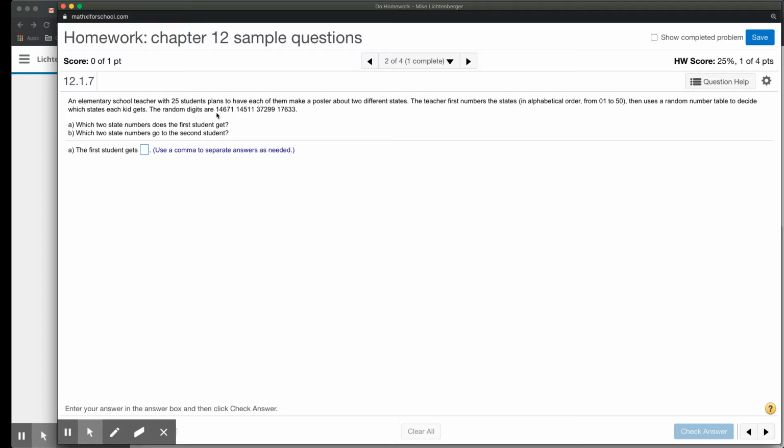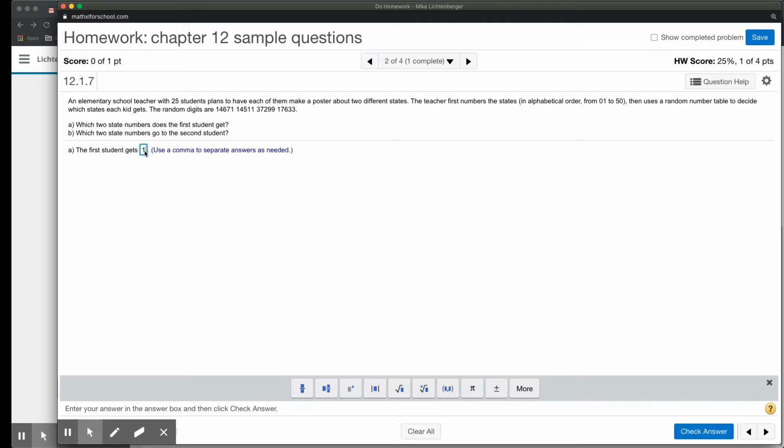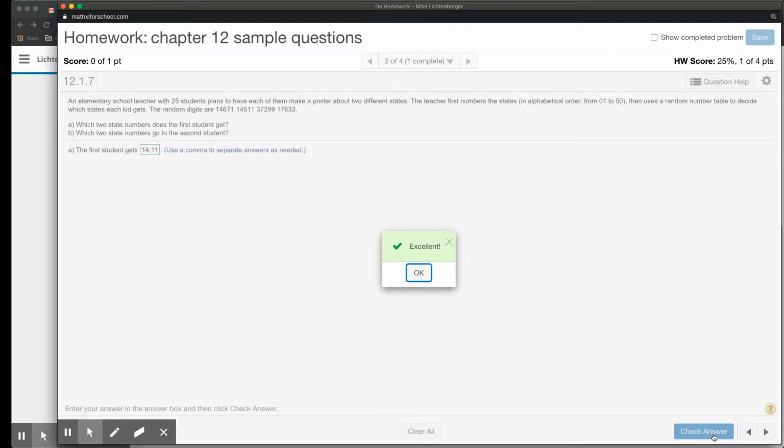So we're going to go two digits at a time. So the first two digits are 14. Okay, that works. Then we have 67. That's too high. There's only 50 states. And then the next two digits are 11. That works. So the first student gets 14 and 11.